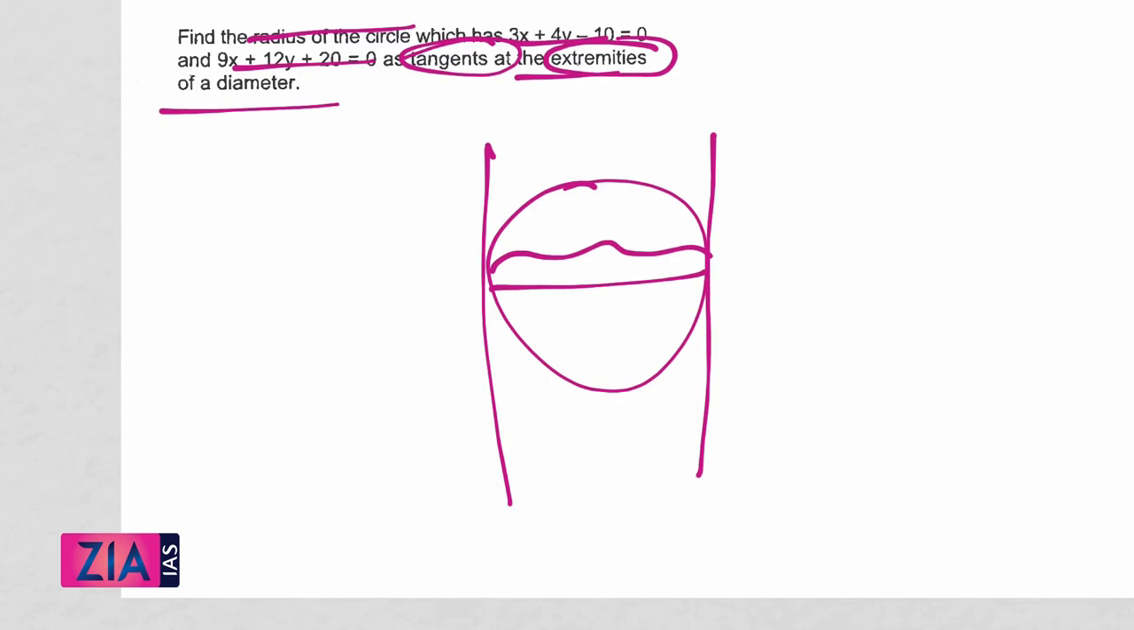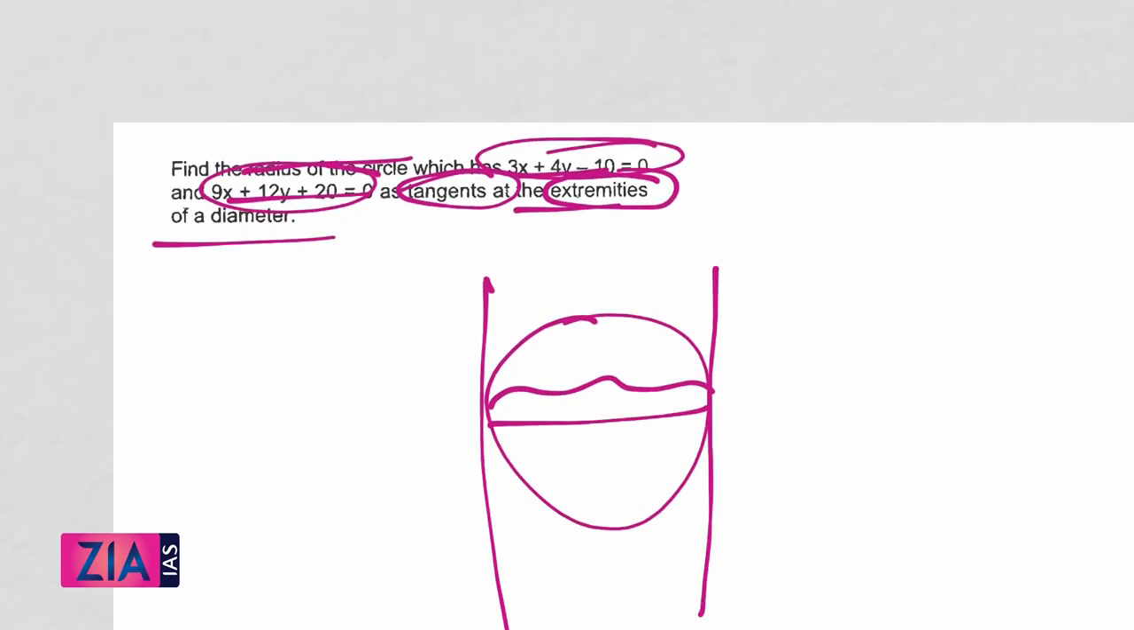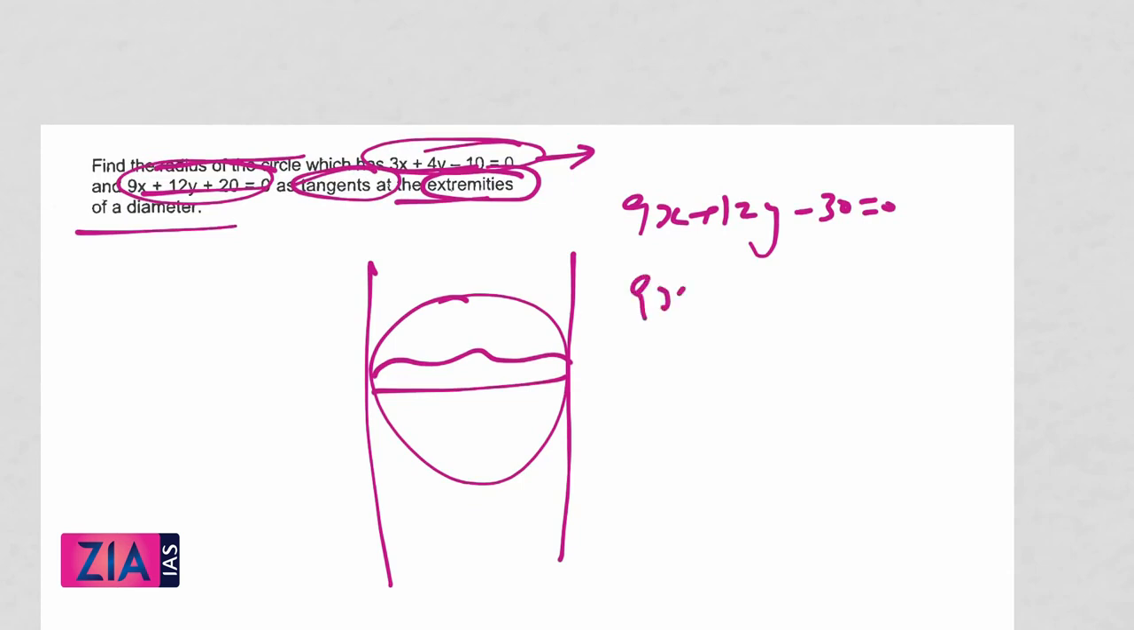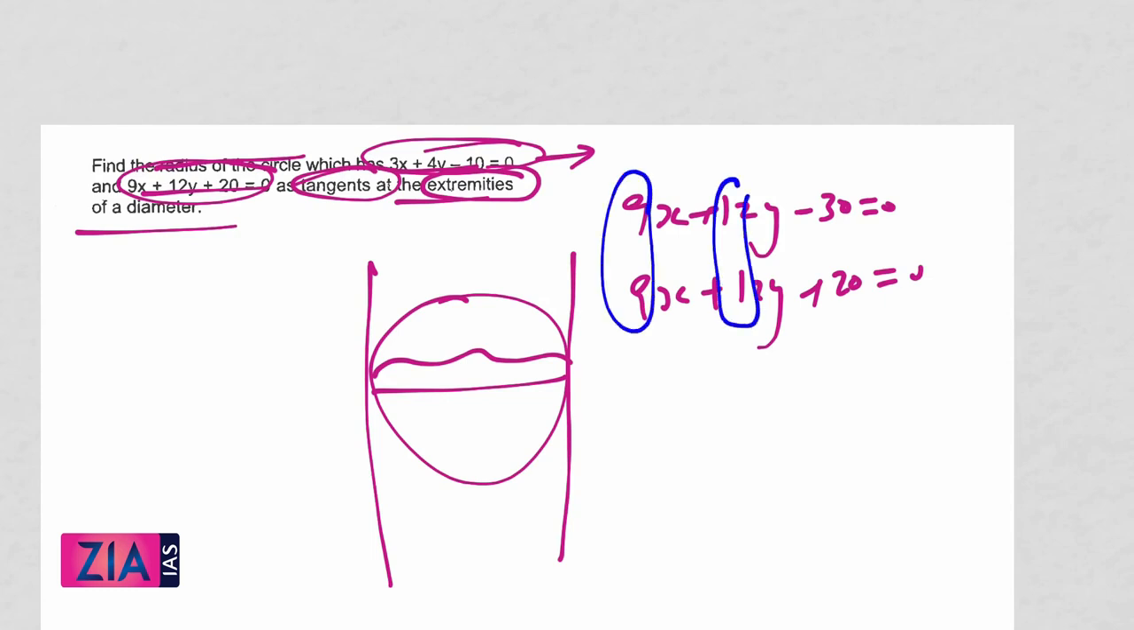So what you will do here, what is your equation? This is line 1, this is line 2. So what you can do is, line 1 you can just multiply with 3. So what you will get is 9x plus 12y minus 30 equal to 0, and line 2, which is already given, 9x plus 12y plus 20 equal to 0. Why? Because we need these two to be the same, right? We need a and b to be the same, and only this should vary.